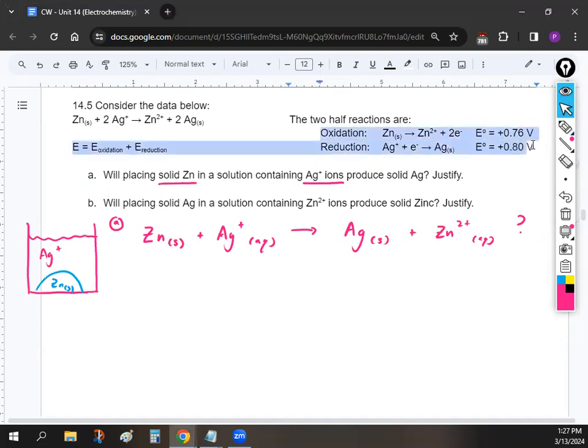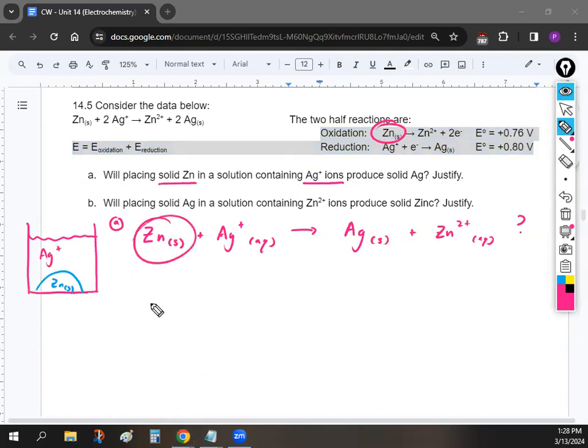Okay, so let's take a look at the oxidation and reduction reactions. Now, do we need to flip either of these to make this reaction right here? No, we don't, because we've got Zn solid on the reactant side and Zn2 plus on the product side. The electrons will cancel out. Ag plus on the reactant side, solid Ag on the product side. So this is exactly the way it should be. Let me give you guys about 30 seconds to see if you can calculate the electrical potential for the reaction that they're proposing in part A.